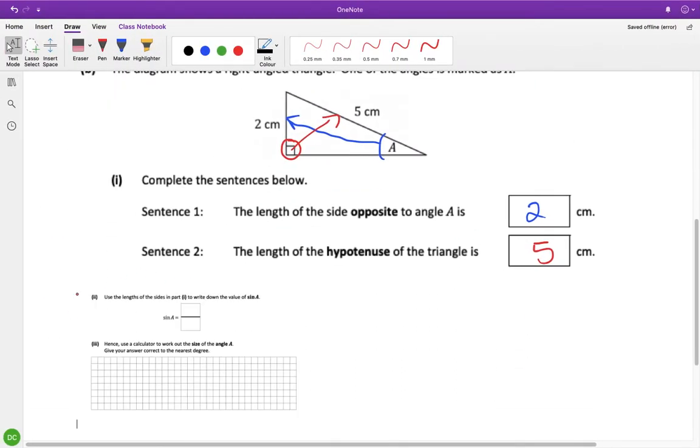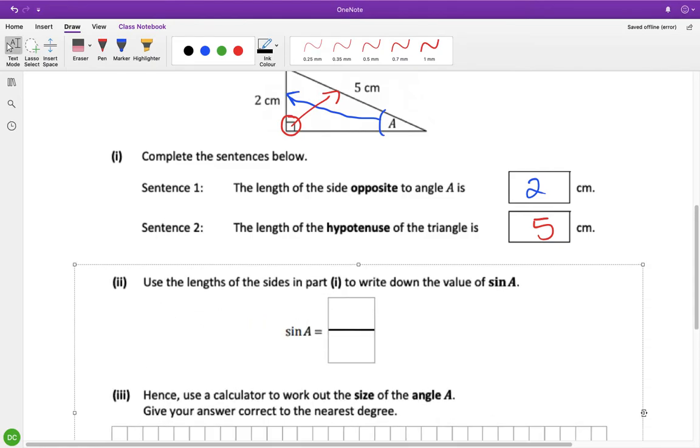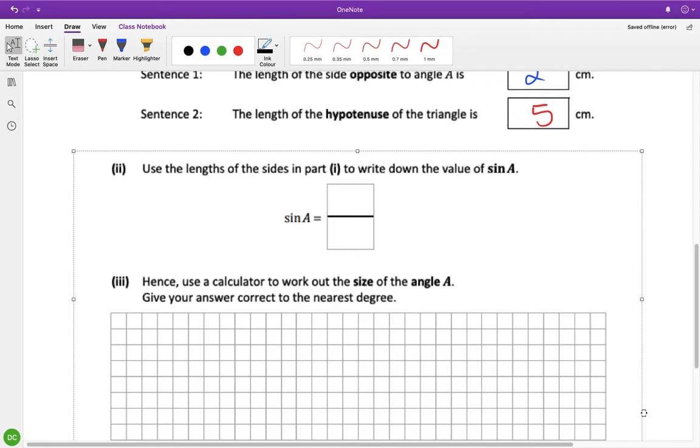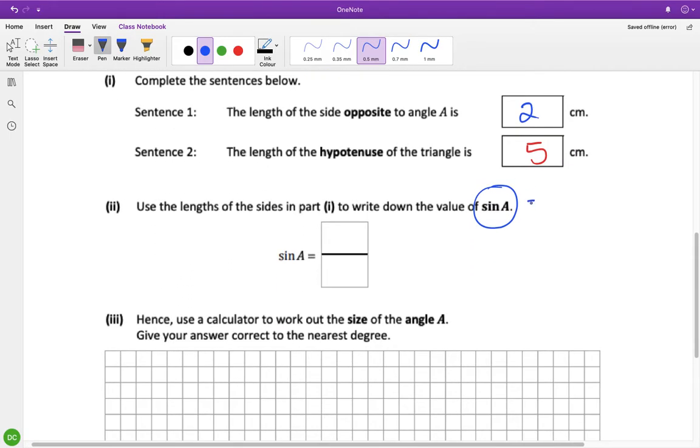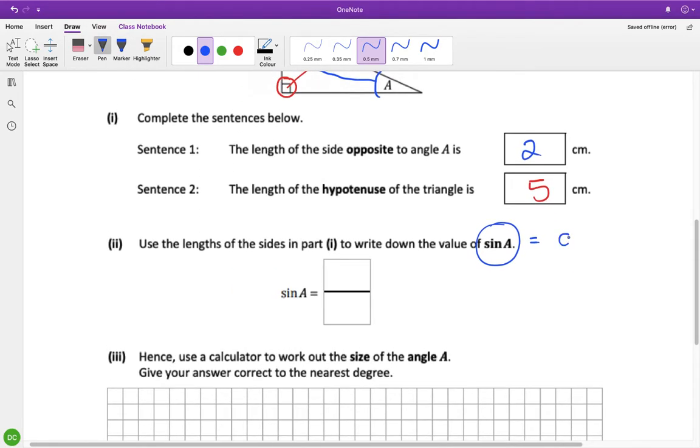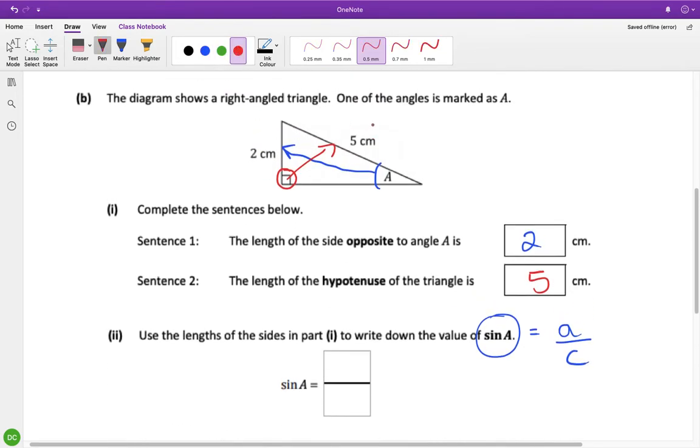Next 2 parts. Use the lengths of the sides in part 1 to write down the value of sine A. If you go to page 22 of the Formula and Tables book, you will find that sine A is A over C. If we go back up here, this side is the hypotenuse, and the hypotenuse is C. This side we said was the opposite, and the opposite is A. And then the spare side down here, the adjacent, is B. So for sine, it's A over C, so we have to put A, which is 2, over C, which is 5.